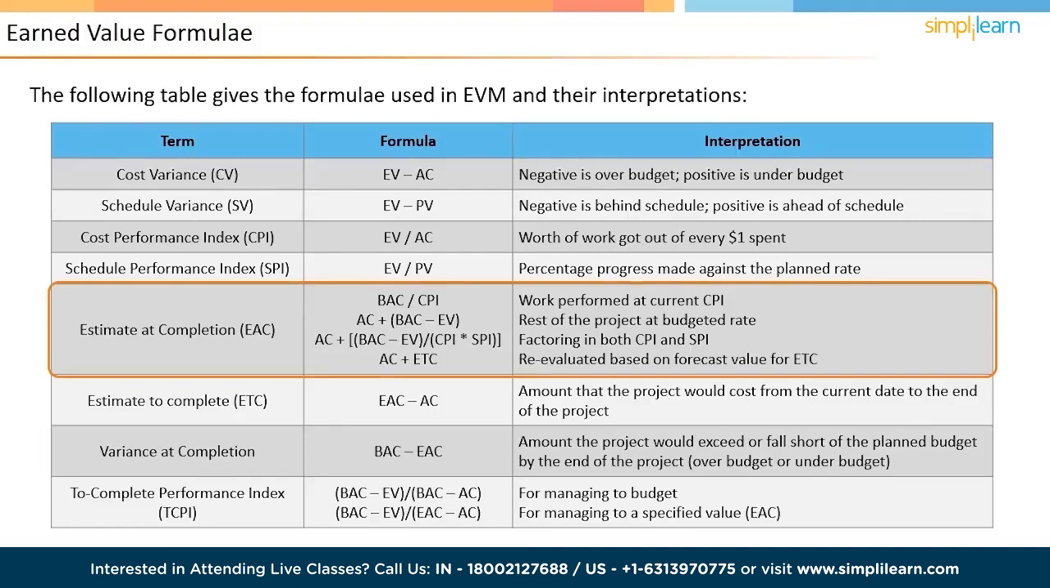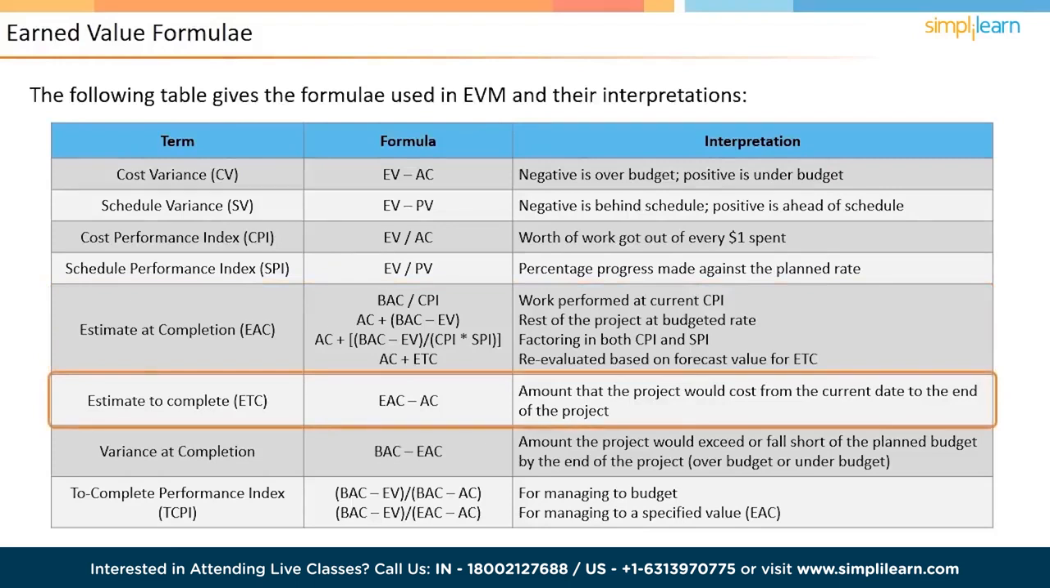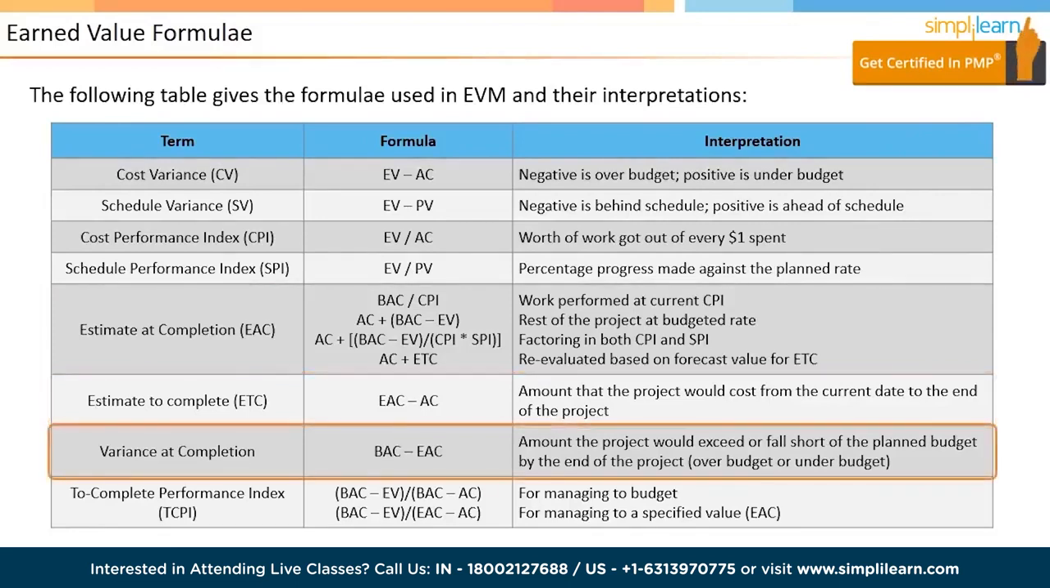remainder of the project. The next parameter is Estimate to Complete, or ETC, which is the cost of the project from this point to the end. This is calculated by subtracting the actual cost from the estimate at completion. In addition, variance at completion can be calculated by subtracting the estimate at completion from the budget at completion.